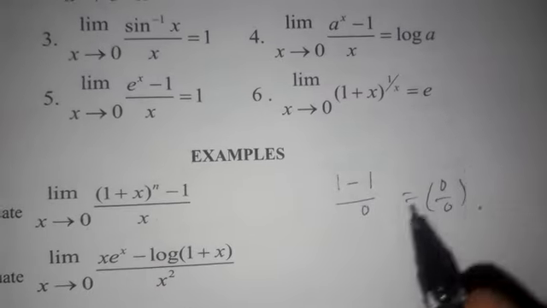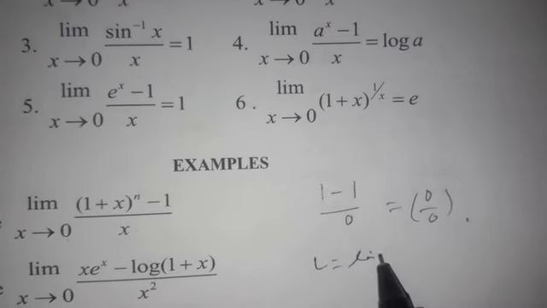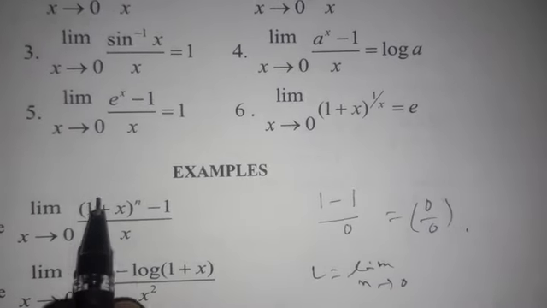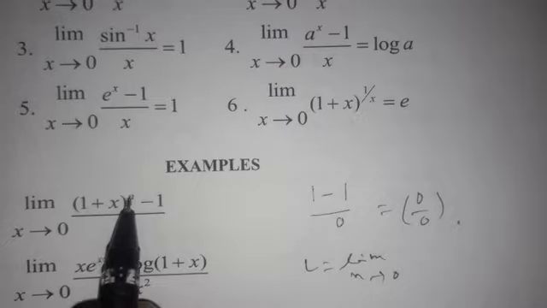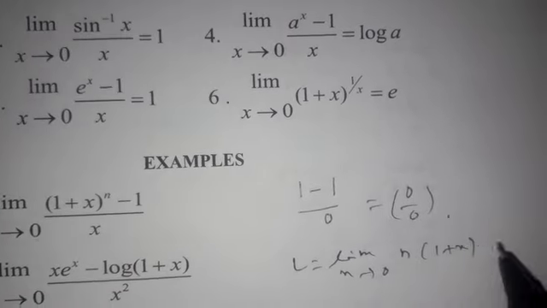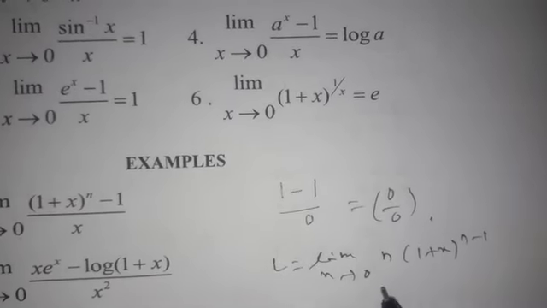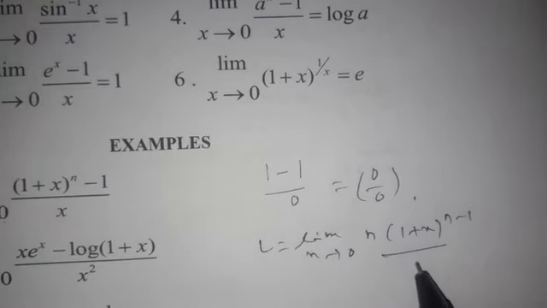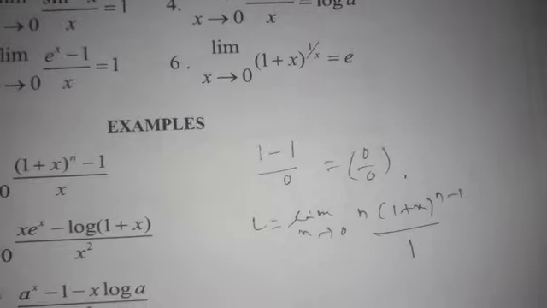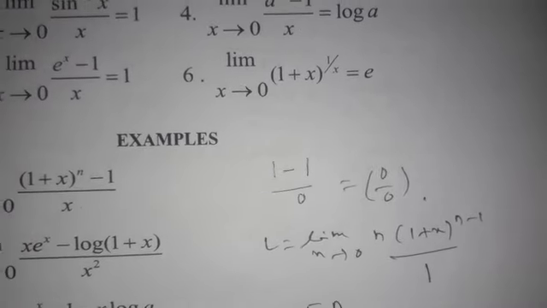So by L'Hospital rule, we will get limit x tends to 0. Take the derivative of numerator and denominator separately. The derivative of (1 plus x) raised to n is n into (1 plus x) raised to n minus 1, and the derivative of minus 1 is 0, upon the derivative of x, which is 1. Separately we take, no u upon v rule. Numerator separate, denominator separate. Now you can put x equal to 0, you will get your answer n.